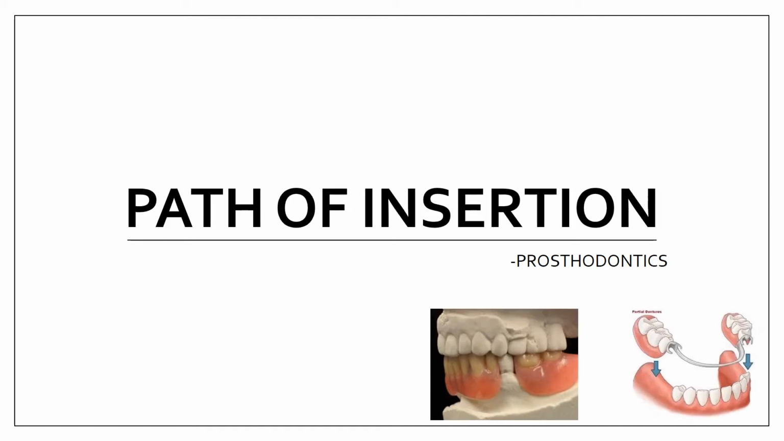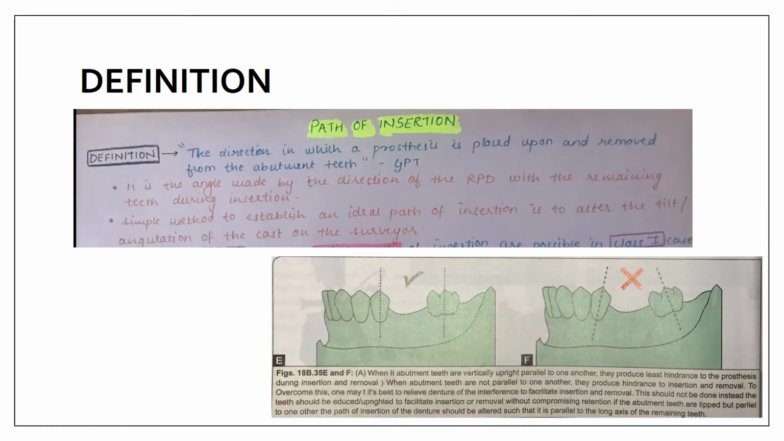The topic for today is path of insertion for removable partial dentures. Now in the video on surveying, I said the objective of doing surveying is to determine the path of insertion. So what exactly is path of insertion? I'm going to explain in this video. According to the definition, it is the direction in which a prosthesis is placed upon and removed from the abutment teeth. So this is basically how you're going to place and remove the prosthesis from the abutment teeth.